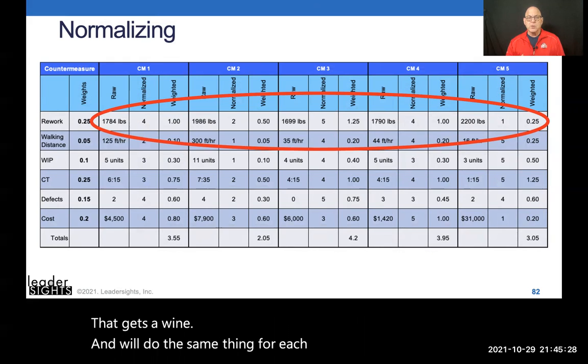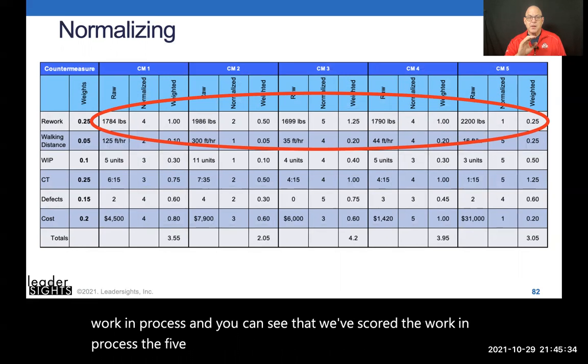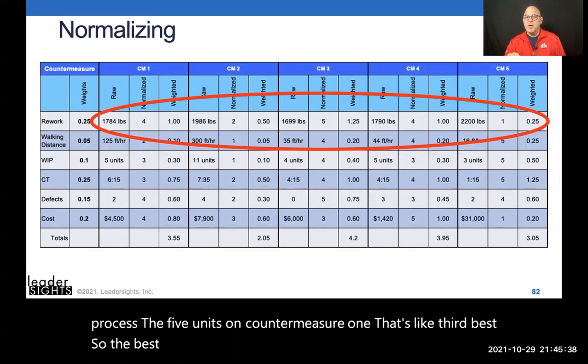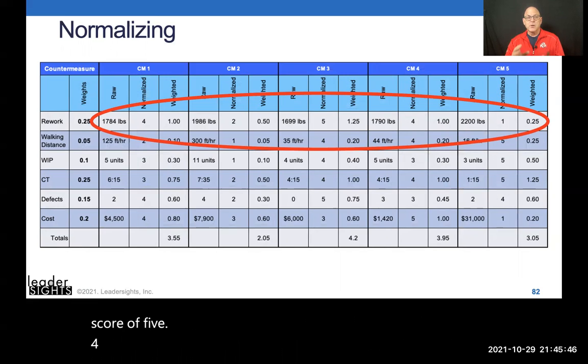Walking distance, the work in process, and you can see that we've scored the work in process, the 5 units on countermeasure 1, that's like third best. So the best one in that was countermeasure 5. We were able to work with 3 units of work in process. It gets a score of 5. 4 units gets 4. 5 units gets 3, and then 11 units gets 1.